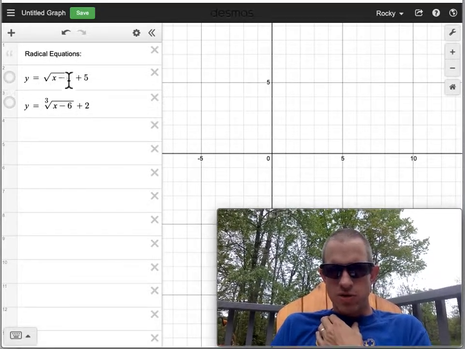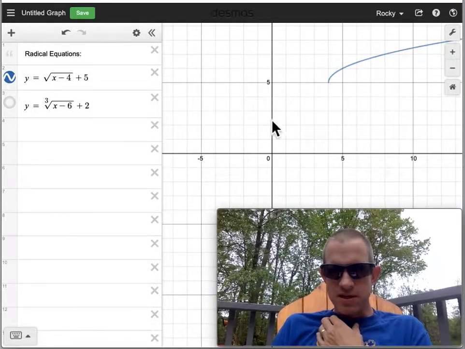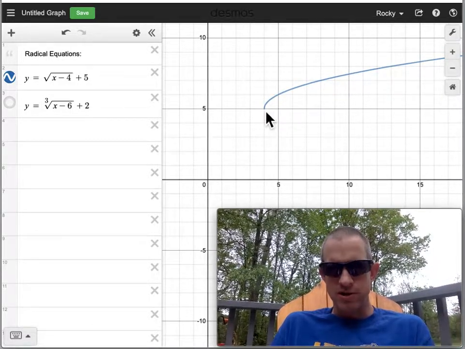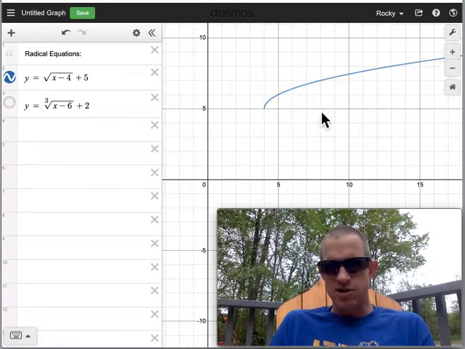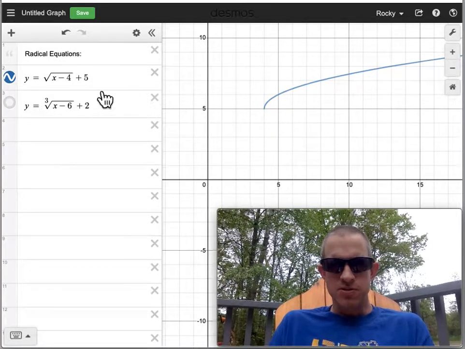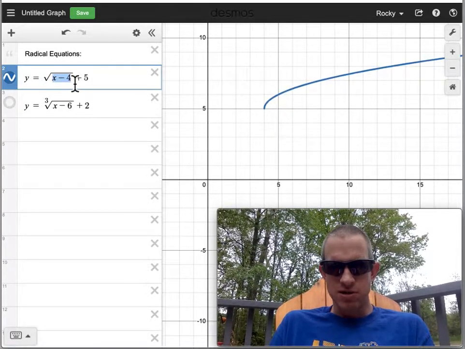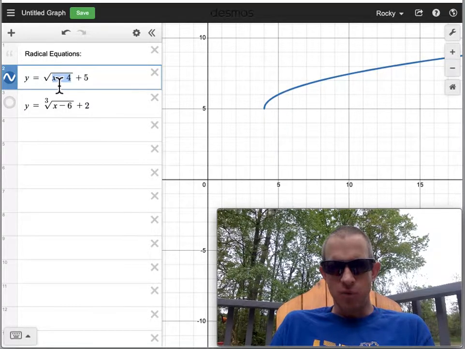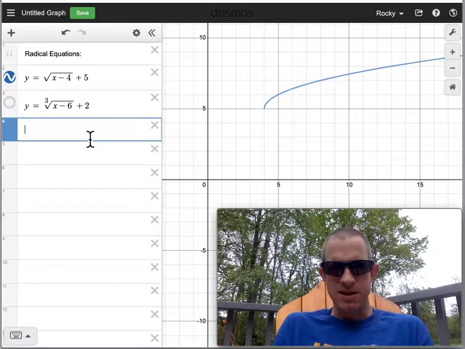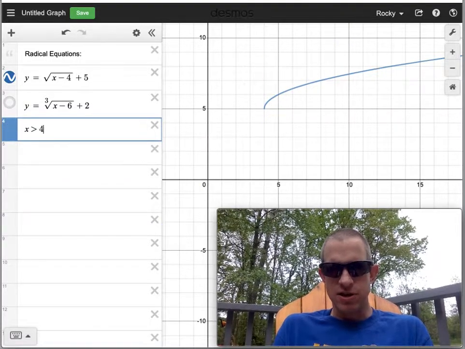So, a square root graph is a unique graph because it has a definite starting point and it only exists in one direction. And so the coordinates of that starting point are crucial. And to find those, you think about what makes this radical 0. That would be a 4 in this case. And so that's the x-coordinate. And so the domain is definitely x is greater than 4.